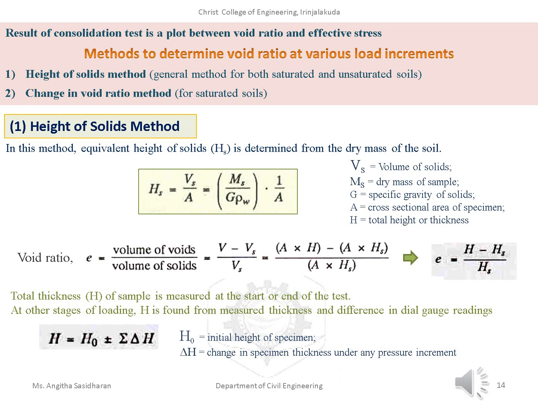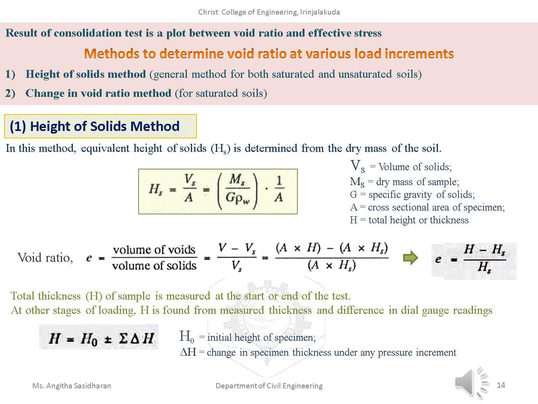Coming to the height of solids method, it is very simple. In this method, the equivalent height of solids, HS, is determined from the dry mass of the soil. So HS is equal to volume of solids divided by area. The volume can be replaced by mass divided by density of the solids. Density of solids is equal to specific gravity of solids times density of water. So that is how it is written here.